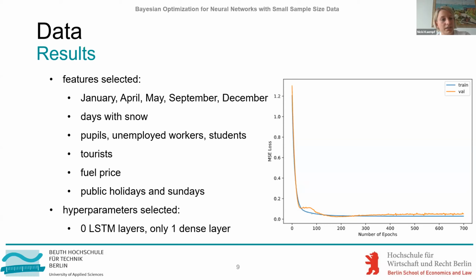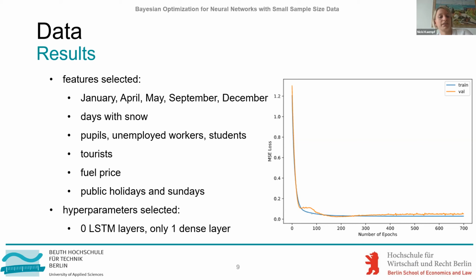What are other features that are included? Days with snow, also reasonable because snow has an effect on the individual mobility. Other features that are included are population features such as pupils, unemployed workers, students, and tourists. Why does that make sense? Because we have specific tickets for each of these population groups. And if the number of students is increasing, then also the sales of student tickets is increasing, and this has also an effect on revenue, so very plausible.